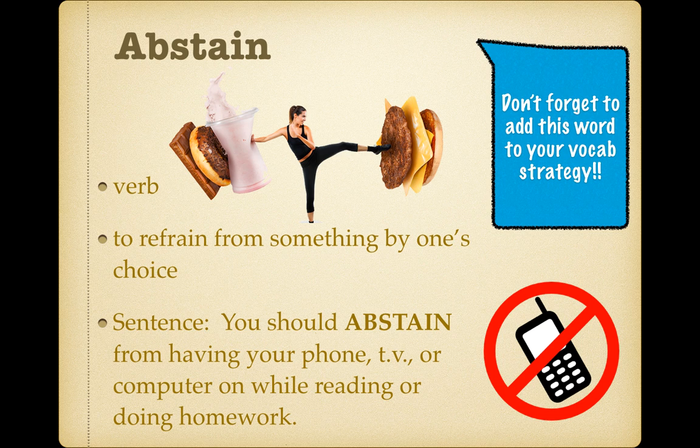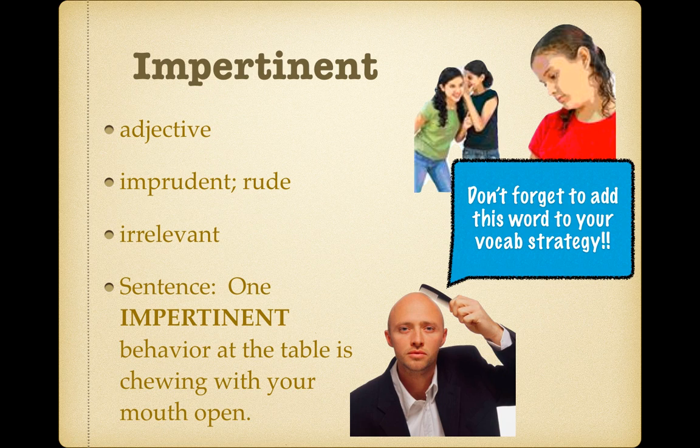The next word that uses this root is impertinent. Impertinent is an adjective, and it means rude or irrelevant. Please make sure you write down both of those definitions because both may be represented on your quiz. In a sentence, one impertinent behavior at the table is chewing with your mouth open. So as you can see, the sentence that's listed here uses that first definition, which means rude. But it can also be used to describe something that's irrelevant, which is shown in the picture here on the bottom. It's definitely irrelevant for this man to be using a hairbrush.